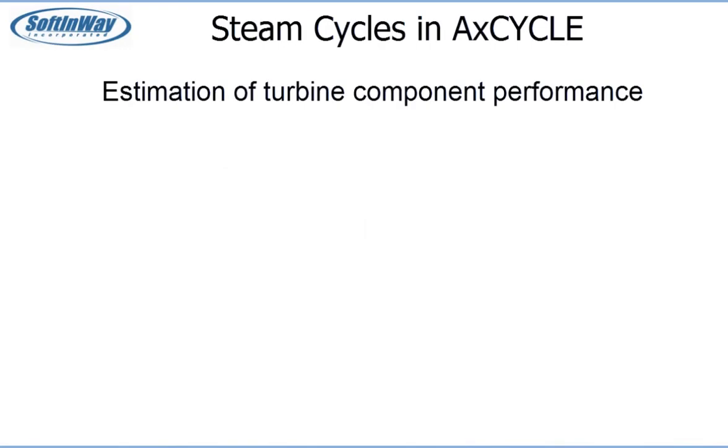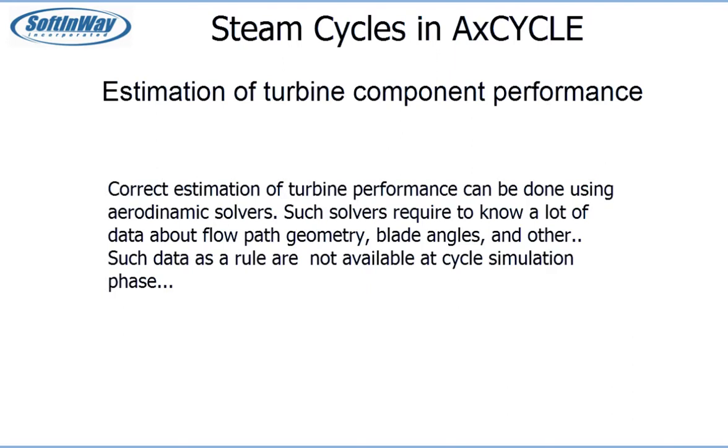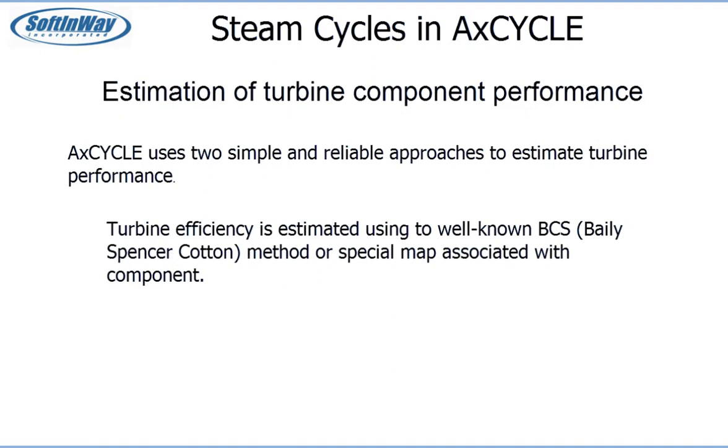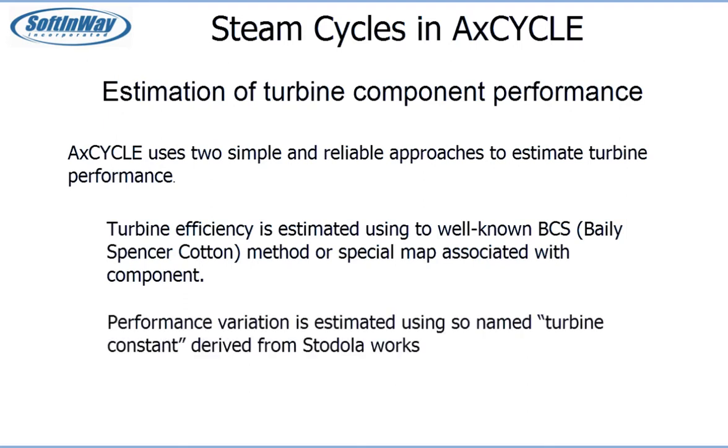Estimation of turbine component performance. Correct estimation of turbine performance can be done using aerodynamic solvers. Such solvers require a lot of data about flow path geometry, blade angles, and other. Such data as a rule are not available at the cycle simulation phase. To solve this problem, AxCycle uses two simple and reliable approaches. First, turbine efficiency is estimated using the well-known BCS Bailey-Spencer-Cotton method, or a special map associated with the component. Second, performance variation is estimated using the so-named turbine constant, derived from Stodola's works.